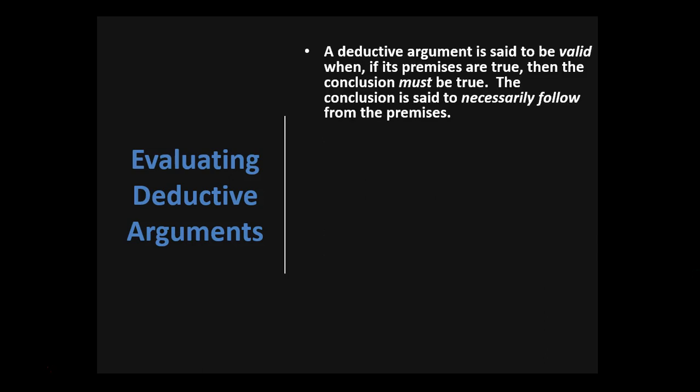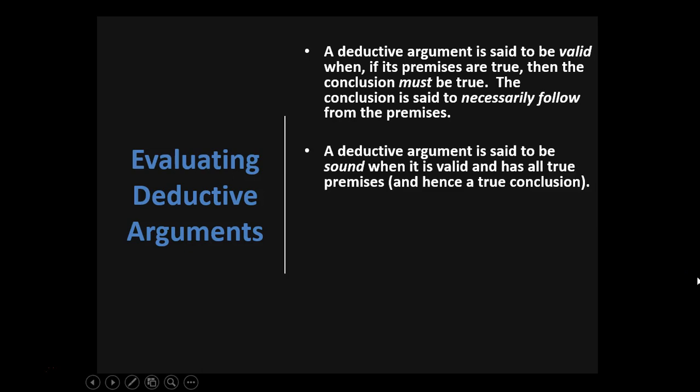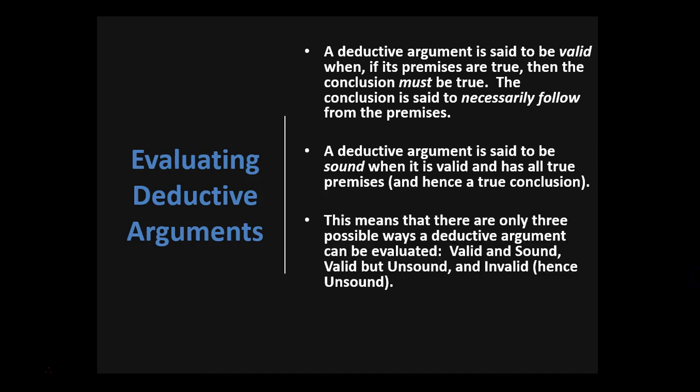So a deductive argument can be said to be valid when, if its premises are true, the conclusion must be true, or the conclusion is said to follow necessarily from the premises, like we said before. And it can be said to be sound when it's valid and has all true premises, which is going to guarantee you a true conclusion. So keep this in mind. There's only three possible ways that a deductive argument can be evaluated. You can only come up with three results.